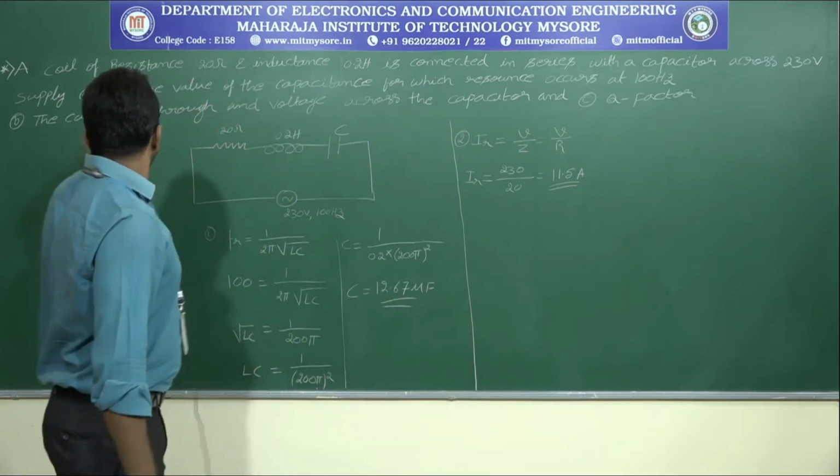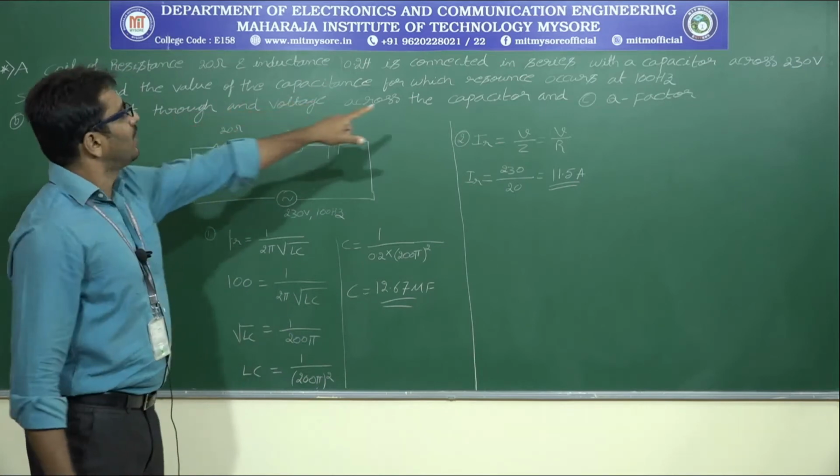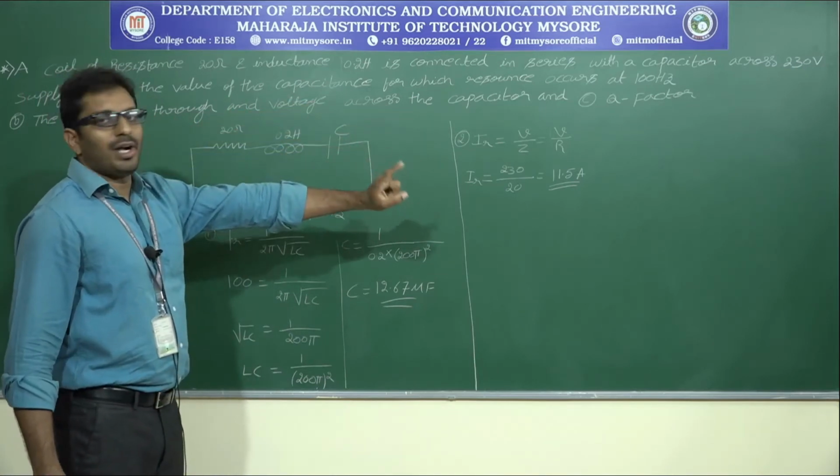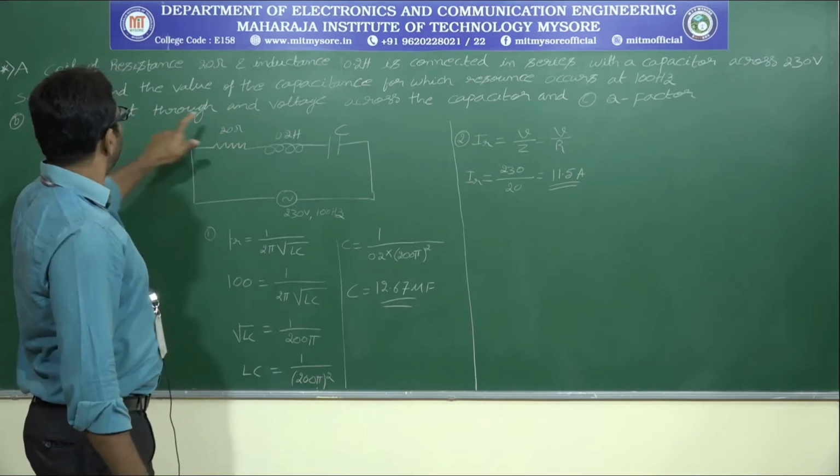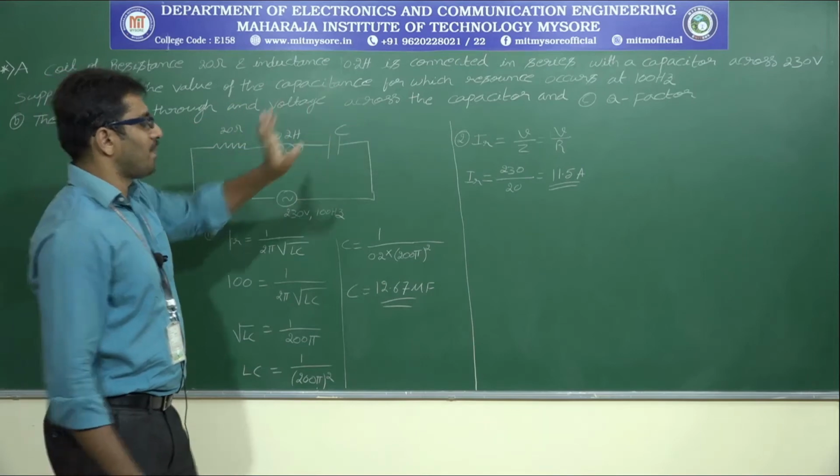So what is the second part of the question? The current through the capacitor is 11.5. At the same time, what is the another part of this question? The current through and voltage across the capacitor.